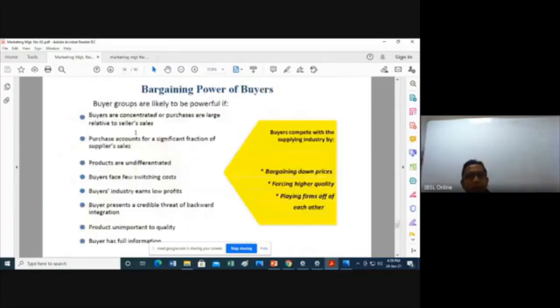Then the bargaining power of buyers. Buyers are concentrated. Buyer groups are likely to be powerful if the buyers are concentrated or purchases are large relative to sales. Some of our corporate customers who are large customers will dictate terms to us. There are some big companies like John Keells, Softlogic and so on. They have mass branding, and they dictate terms to banks because they are taking very large loans, in loan sizes of billions. And the purchase accounts for a significant fraction of supplier sales. Say for some corporate customers, corporate lending may be 60-70% of the total business. Some branches have one or two corporate customers whose lending portfolio is more than 50% of the entire branch lending portfolio.